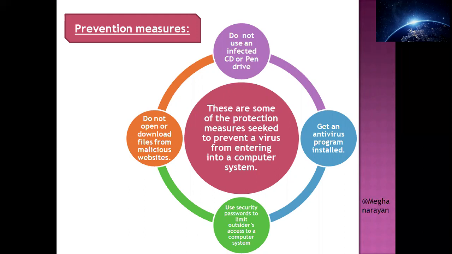Second one is get an antivirus program installed. There is a particular type of software, antivirus software. What are they? Why are they needed? That we will elaborate in part 2 of our video, the second class of chapter number 3. Right now, this is only the prevention measure that you are supposed to learn. Third one is use security passwords to limit the outsiders' access to the computer system. The more passwords, the more safety and security you provide to the computer system. And the last one is do not open or download files from malicious or suspicious websites.